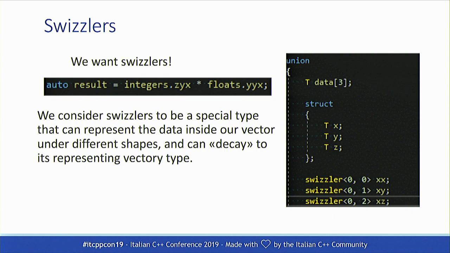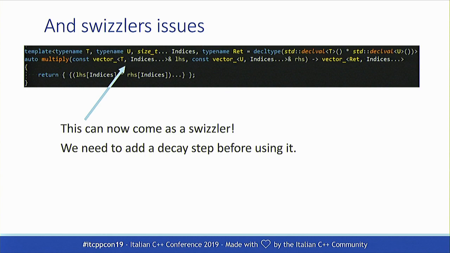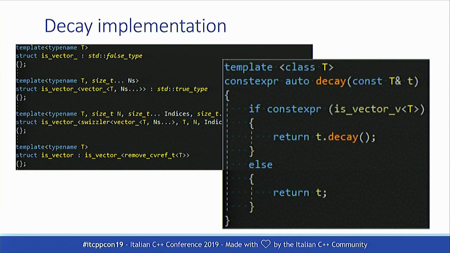What does this mean? This means that now we don't have only to accept vectors in our methods, but also swizzlers. So this multiply doesn't work anymore because we added swizzlers. We want it to work, so we need to add a decay step, keeping our safeness with the SFINAE so that we produce correct errors. This is a possible decay implementation.